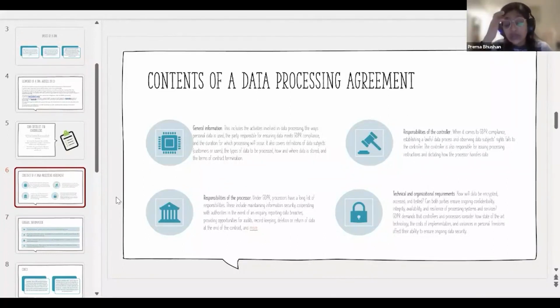You can also talk about the services that you're offering or the kind of processing, but all that comes basically within general information. So the general information includes activities involved in data processing, what kind of processing you're doing, the ways in which data is being used, and the party responsible for ensuring that data meets GDPR compliance, and the duration for which data processing will occur. So all that information starts with who's the controller, processor, where are they located, and also their business ID.